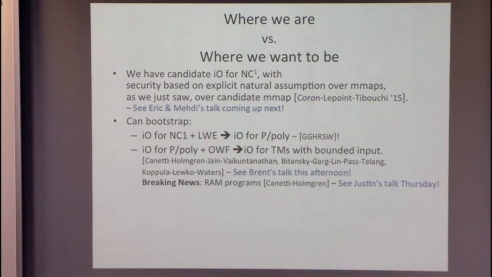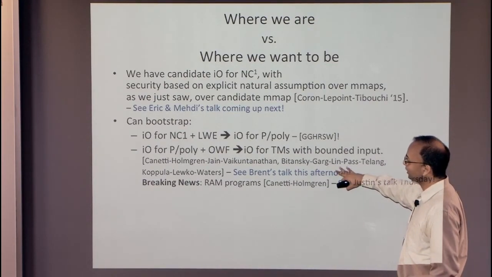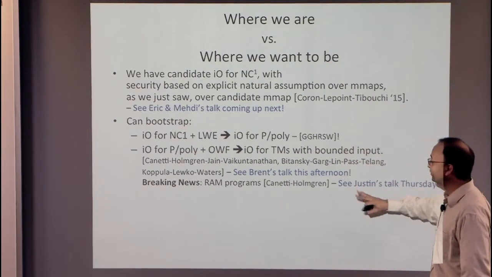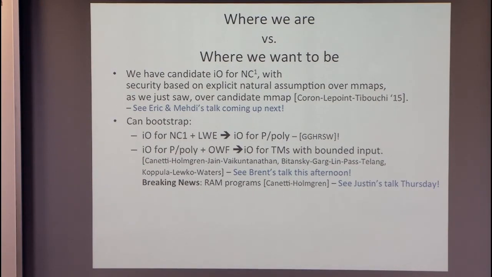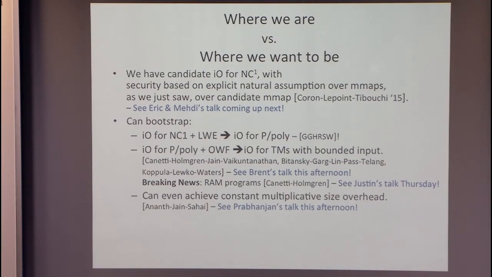Once we've done this, we can bootstrap. I already mentioned that. And then this afternoon, Brent will tell us about how to bootstrap to Turing machines. And then there's some breaking news. Justin will tell us how to go to RAM programs in the breaking news session. And we can even achieve constant multiplicative size overhead in the obfuscation. So the size of the obfuscation can in fact just be a factor of 2 bigger than the original unobfuscated program, plus some significant additive factors, but let's put those aside. And Pramanjan will tell us about that this afternoon.